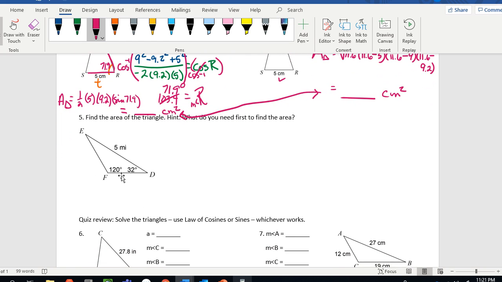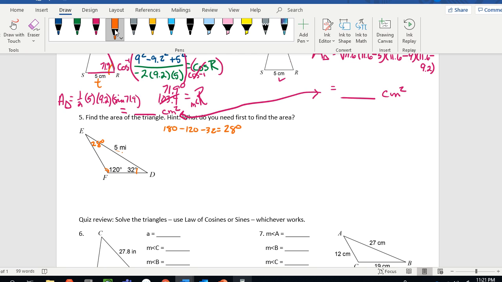Find the area of the triangle. What do you need first? Okay, so I need to have two sides. I have an angle here and an angle here, and I only have one side. So I can find this top one because I know that 180 minus 120 minus 32 gives me this other angle up here. So I'm at 152. I have 28 degrees left, so this is 28 degrees.